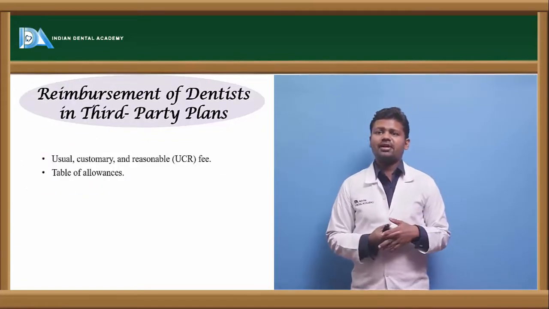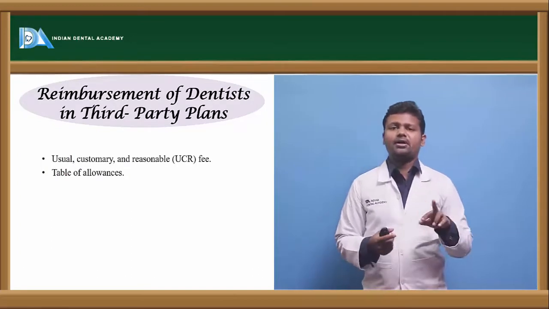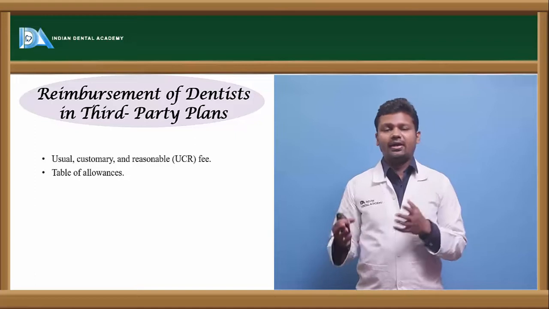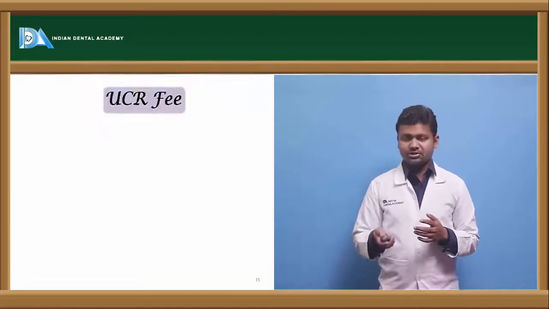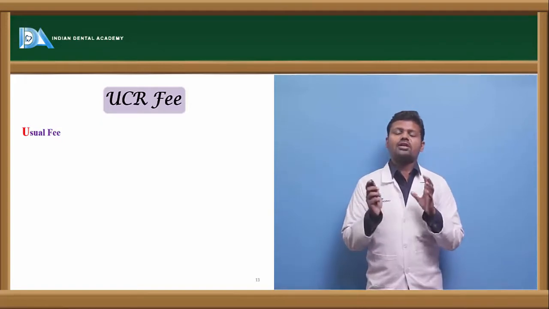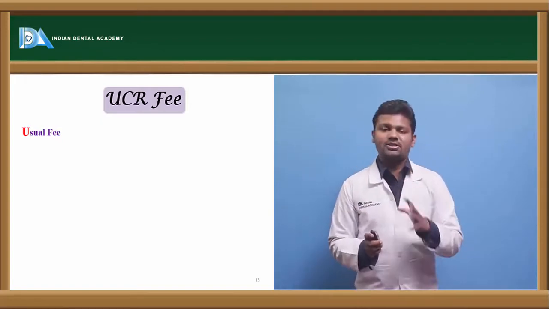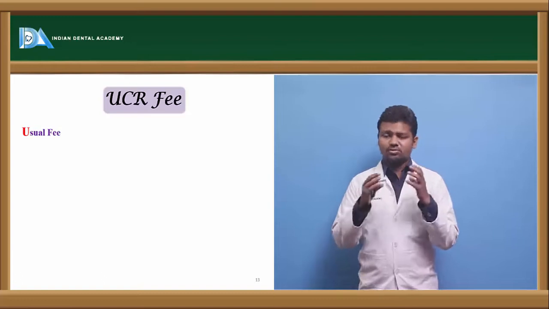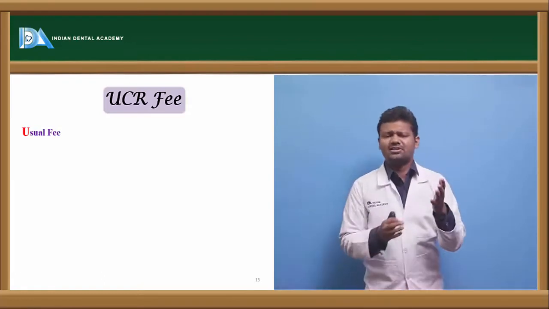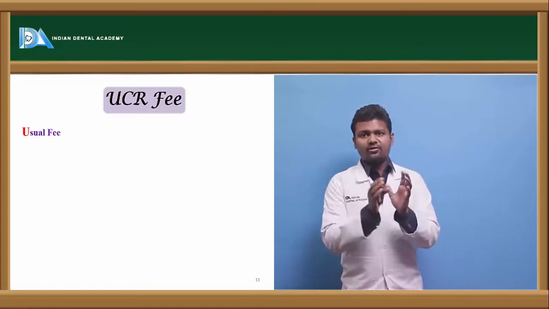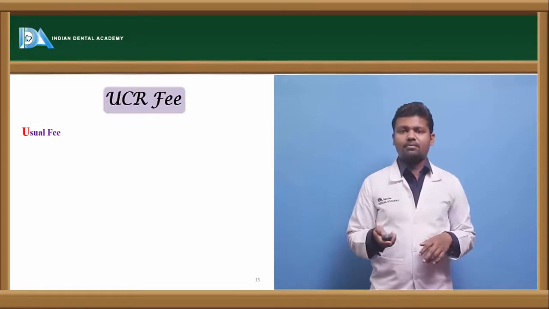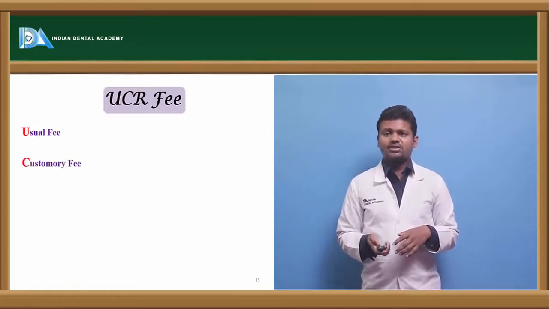The reimbursement of the dentist in the private third party plan is usually done by the UCR concept, that is usual, customary and reasonable fee, and the other is the table of allowances. First is the UCR concept. Usual fee is the normal fee which a dentist charges for a specific treatment. Suppose you undergo oral prophylaxis, the usual fee which a dentist will charge may be 500 or 1000, and that will be reimbursed by the private third party. Next is customary fee.